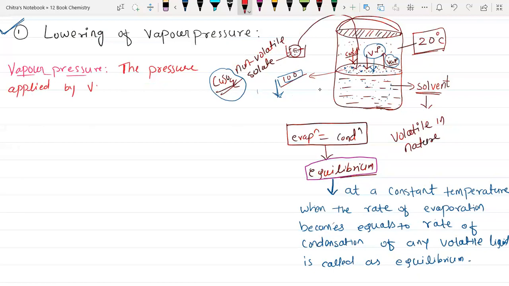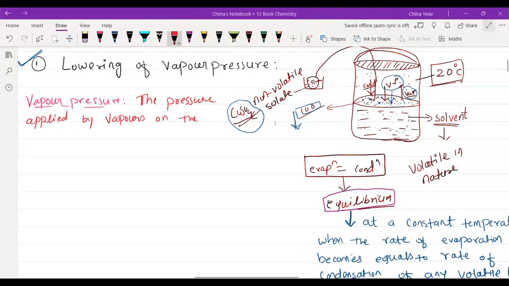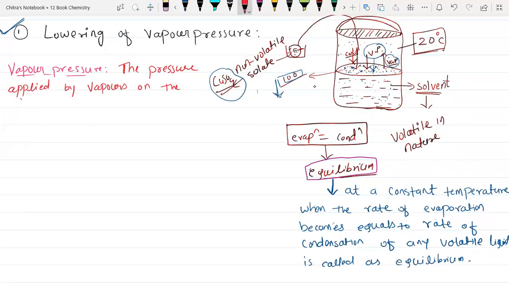Okay. The pressure applied by vapors on the surface of, again someone is in the waiting room. Devish.